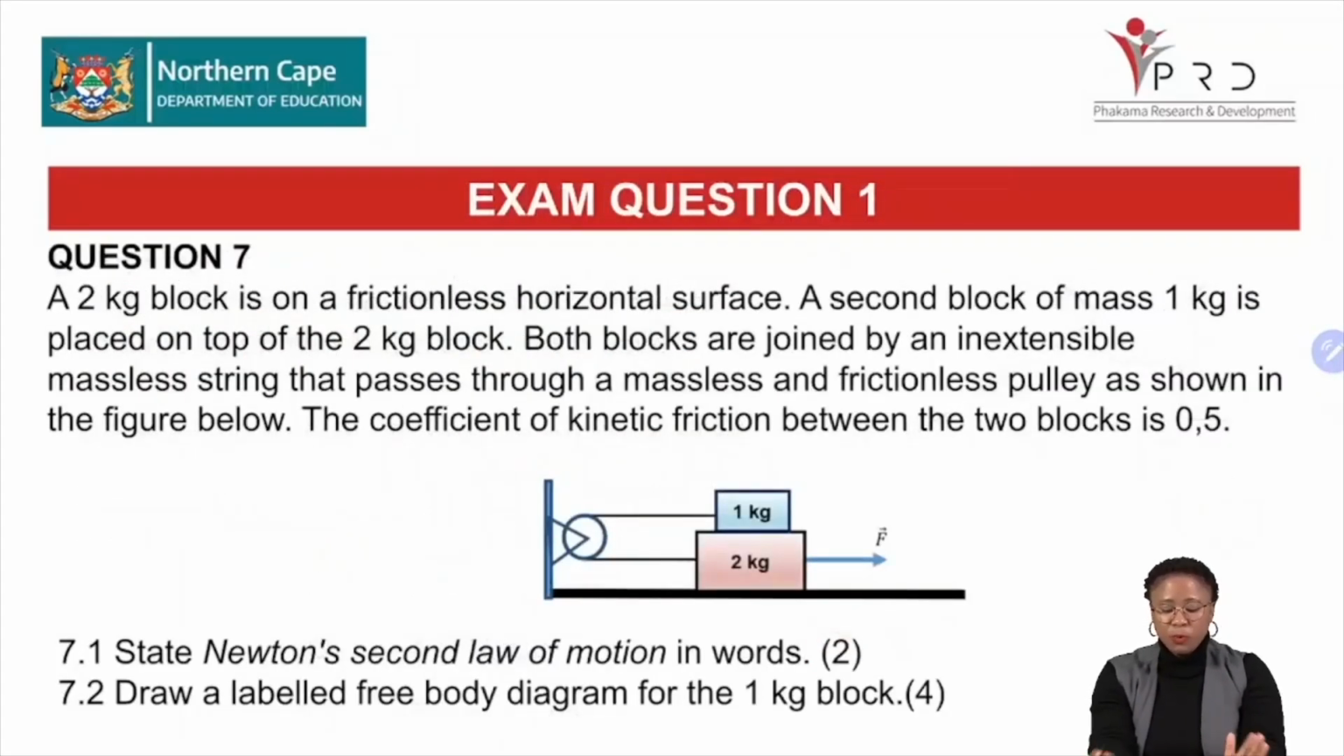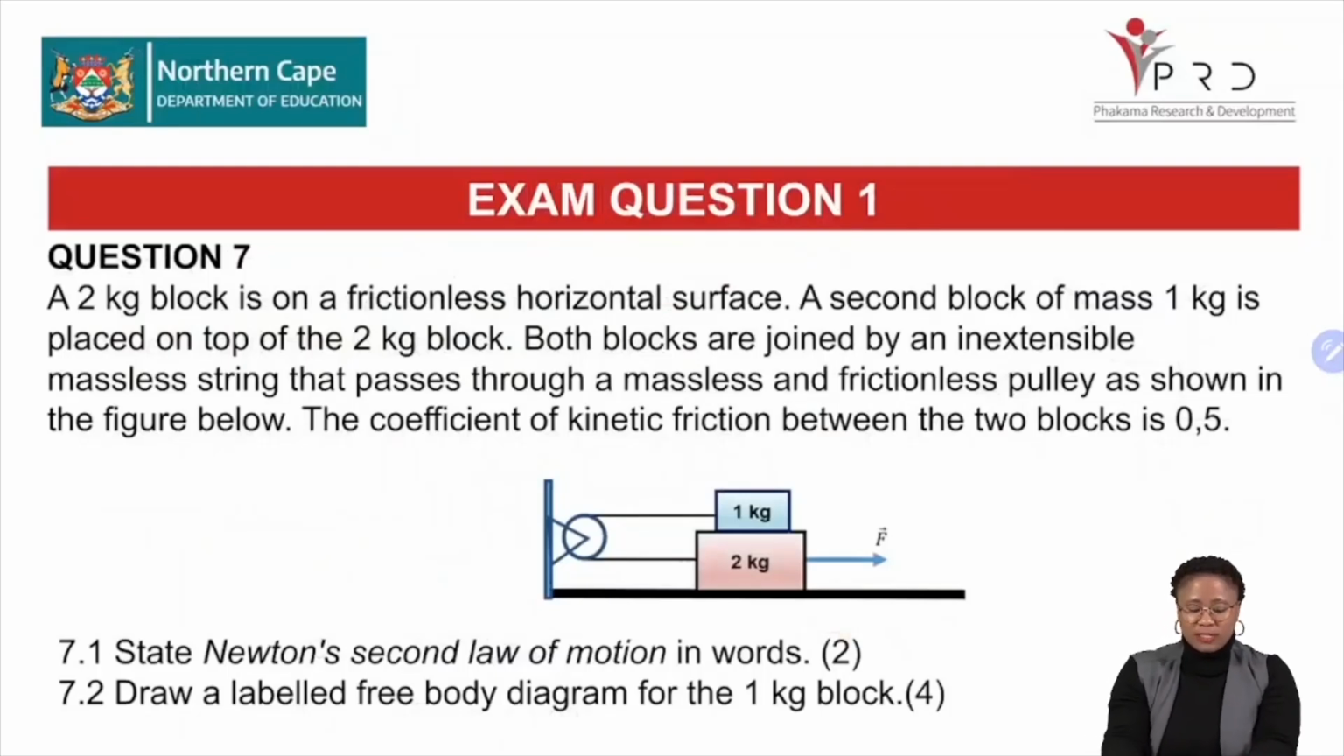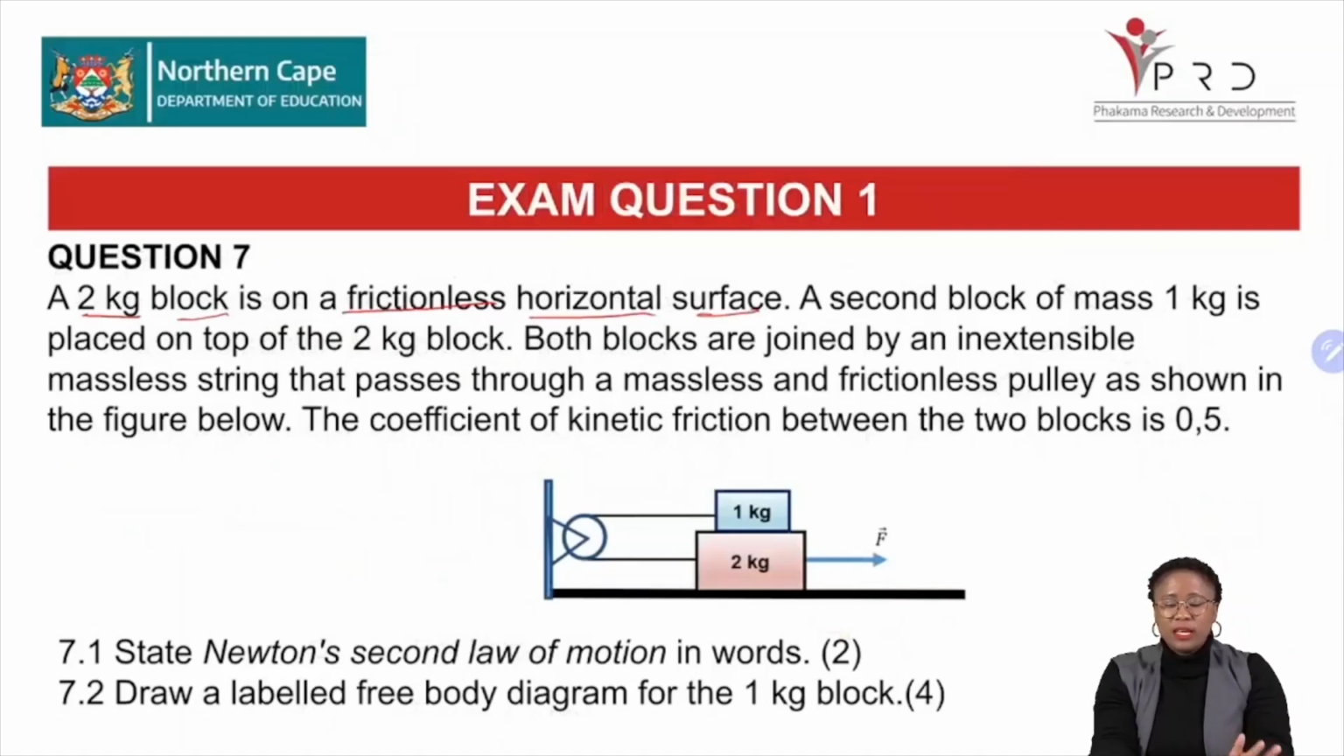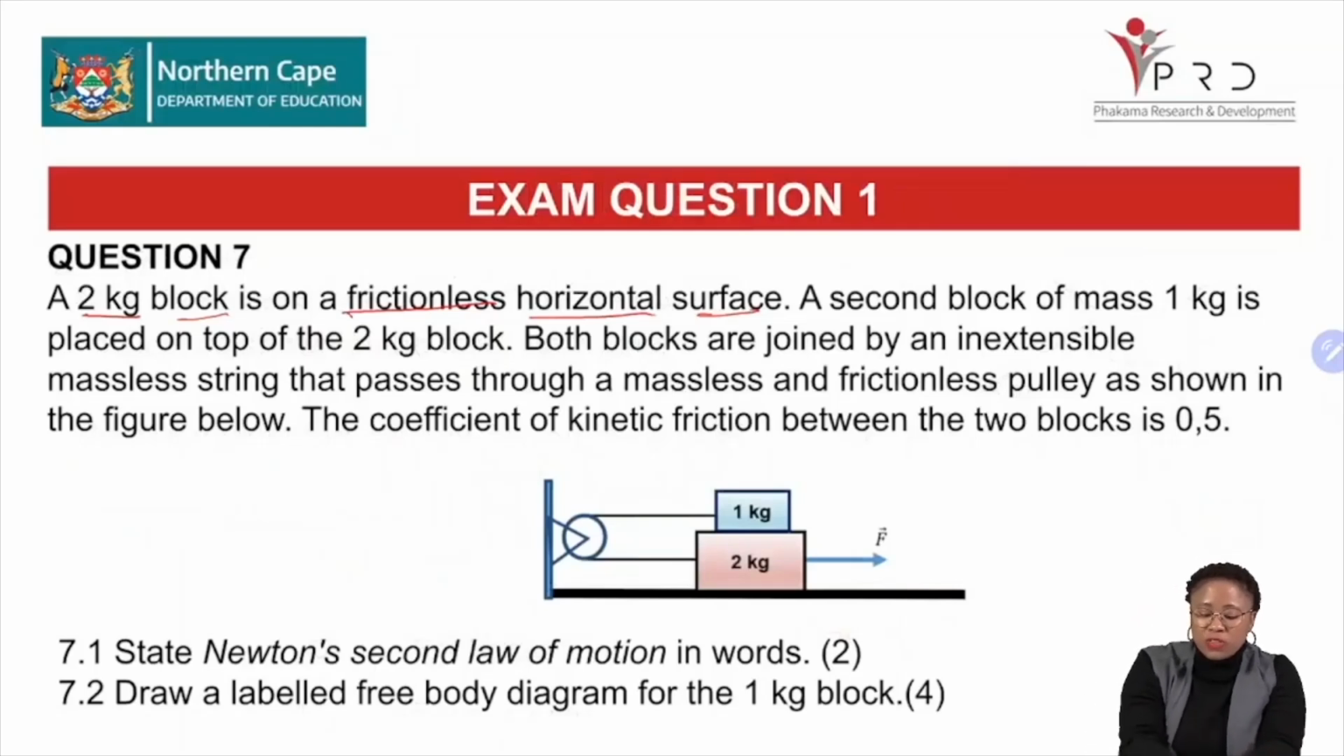We are done with our multiple choice questions. We are quickly going to look at the long exam questions. Now we have over here question 7 that was taken from previous question papers. It says a 2 kg block is on a frictionless horizontal surface. Now, the first thing that I want you to do when you are dealing with a Newton's second law question, as you read the statement, is underline the keywords. We know that the words frictionless horizontal surface mean that there is no friction, or should we say it means ignore friction. So we are ignoring the friction force.